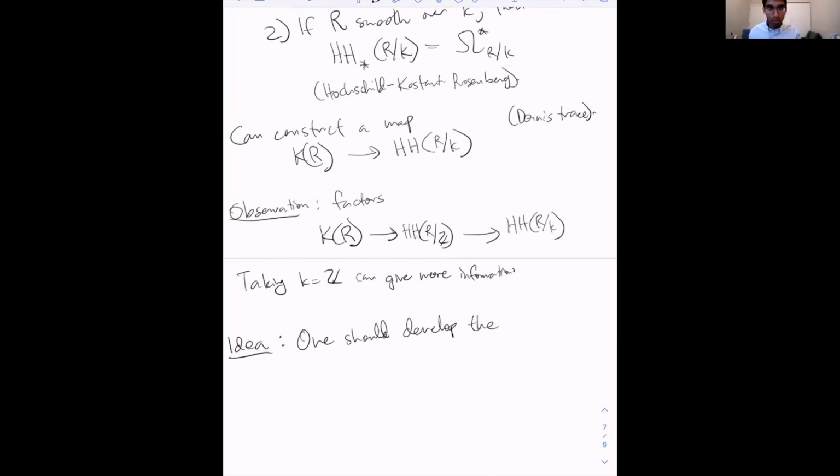Right, and in this world, the integers are the initial object in the category of rings, but that's not true in the world of ring spectra. In the world of ring spectra, you have the sphere spectrum, which is the initial object in the category of ring spectra. So the idea was that one should develop the theory of Hochschild homology and K-theory.